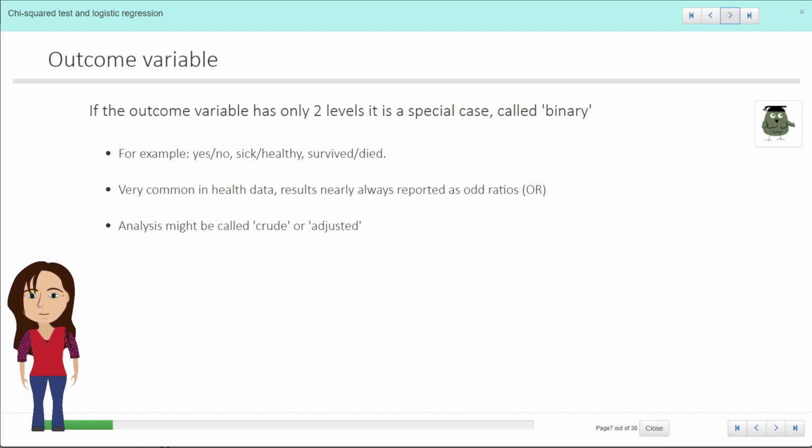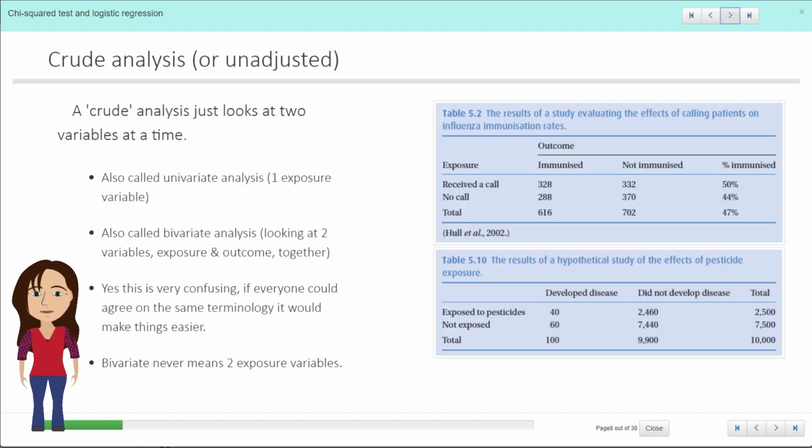If the outcome variable actually only has 2 levels, then it's a special case and we call it binary. Examples might be if the outcome of interest we code as a yes or a no, sick, healthy, survived, died. It's very common in health data, and the results are nearly always reported in terms of odds ratios. The analysis that you see in papers might be called crude, or they might be called adjusted. So let's take a quick look at those before we delve into some of the details.